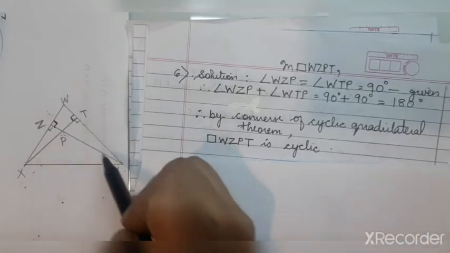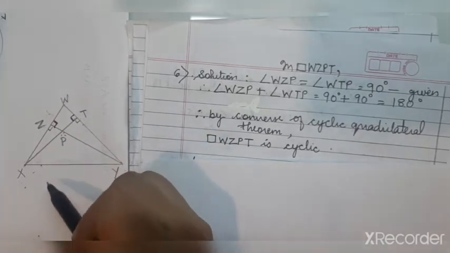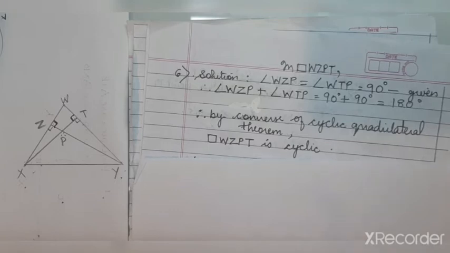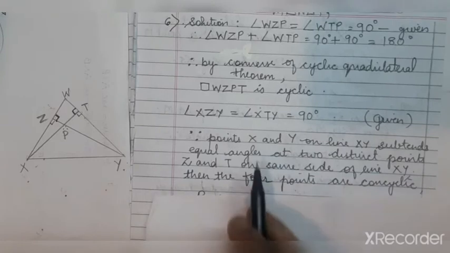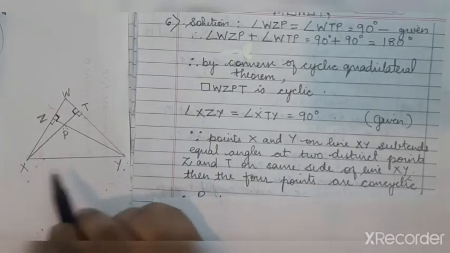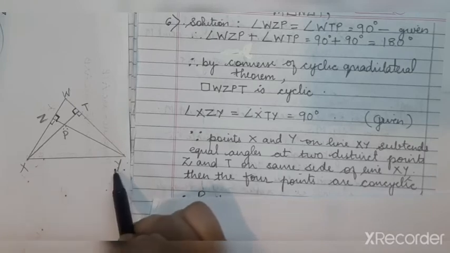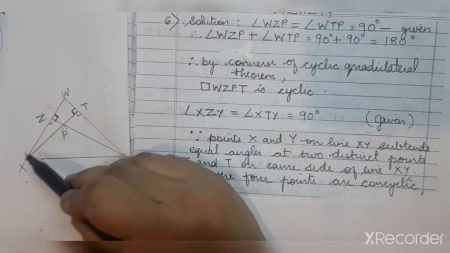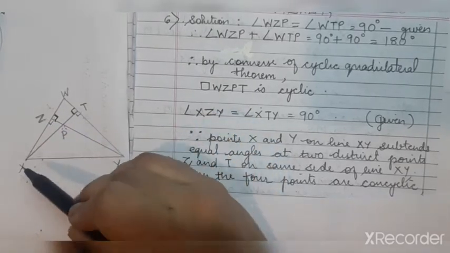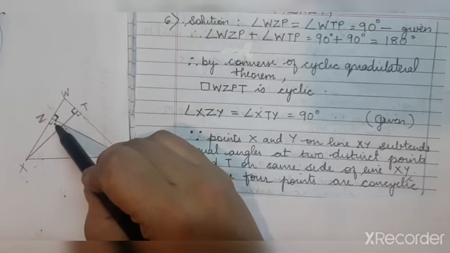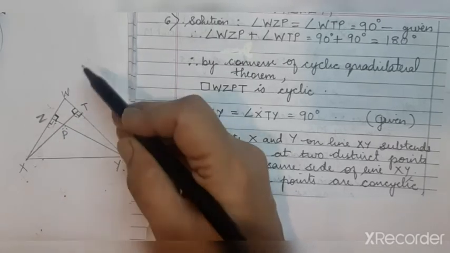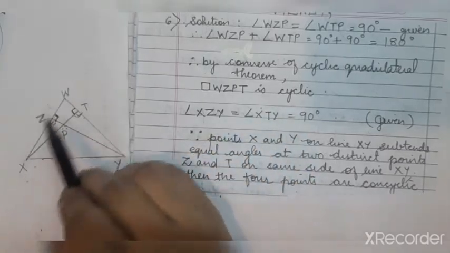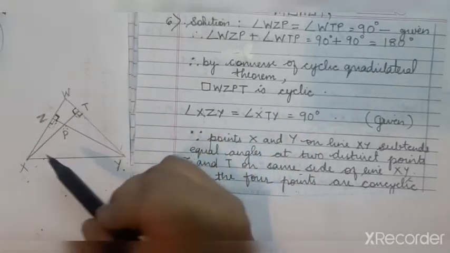Now, we have to prove that these points, that is points X, Z, T and Y, are concyclic. Now, in the textbook on page number 70, we have studied the property: points X and Y, you can see, are on this line, and they make an angle of 90 degrees on the same side, that is angle XZY and angle XTY. They subtend a right angle on the same side of the line, and in that case, points X, Z, T and Y are concyclic. This property we have seen on page number 70.